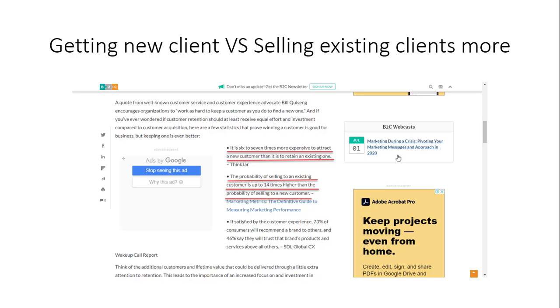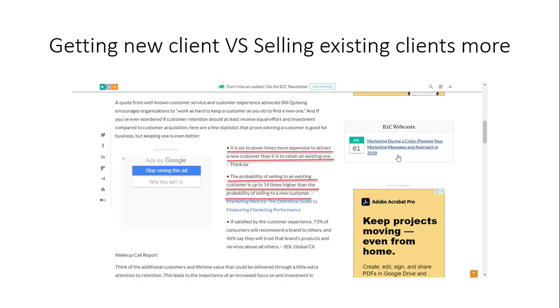And getting a new client versus selling to an existing client more. It is 6 to 7 times more expensive to attract a new customer than it is to retain an existing one. So it is 6 or 7 times more expensive to get a new customer than to sell an existing customer a new product or service. So change the mindset. Rather than always chasing new customers to make more money, think about what kind of new product or service you can sell to existing customers.